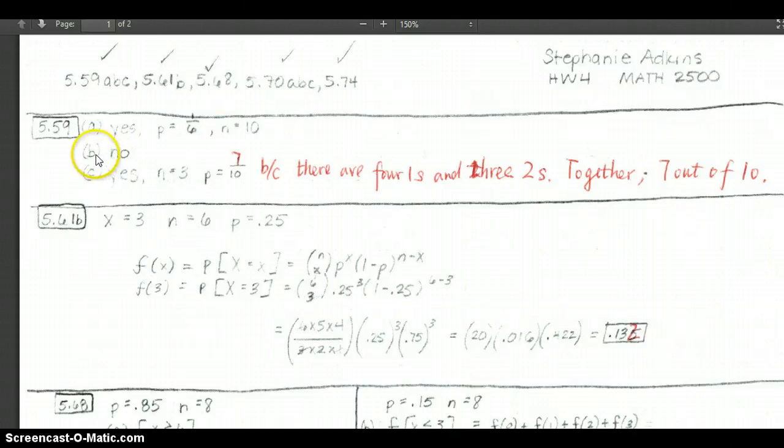And the second one, B, is no, because it asks for the number of times we roll the die in order to guess the number. It's not a fixed number of trials because we don't know how many times we have to throw the die to get a certain number.